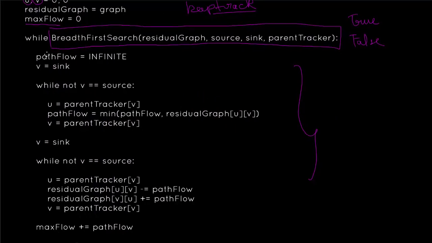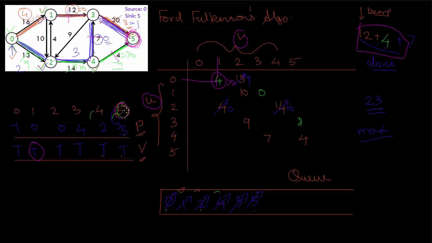Okay? So if this while loop runs, it means that the parent tracker has the necessary tracking parameters which you need in order to create the path back. So you create a variable called path flow, you name it as infinite, then you say that v equal to sink. So v is the end and u is the beginning, always remember that. So v is a sink. While v is not the source, while v is not equal to 0, u equal to parent tracker of v. So what is the parent tracker of v? Parent tracker of v, the sink, is this u. So this becomes our u right now.